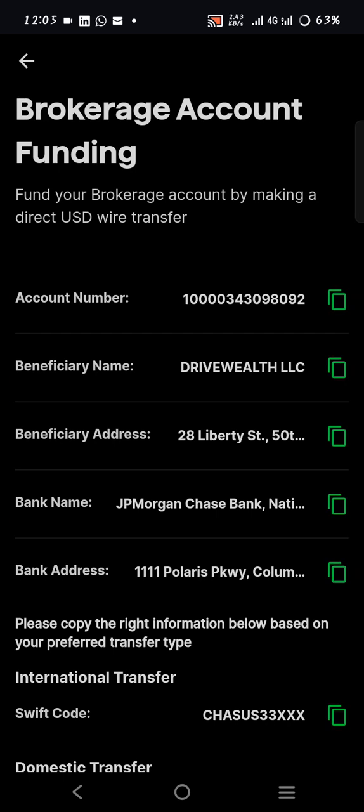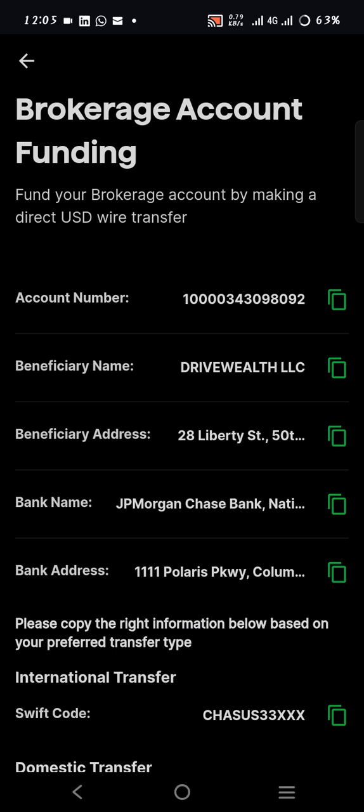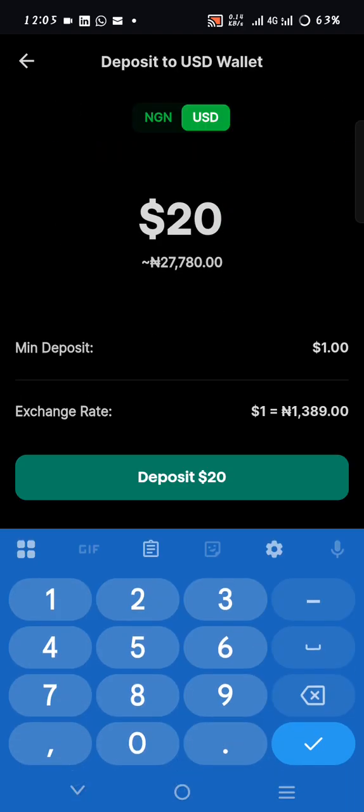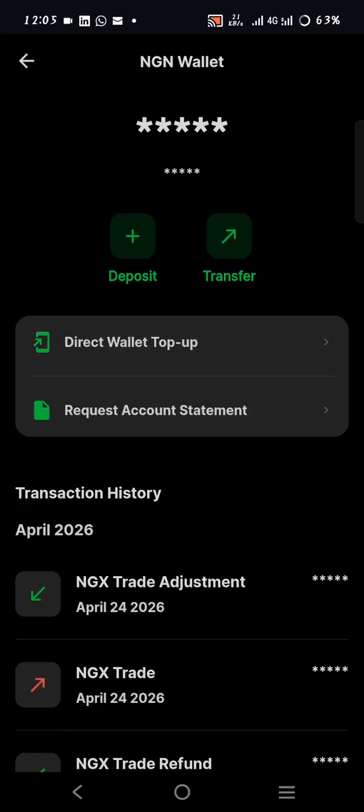You can see this one is also not usable for now because I've not activated my brokerage account, so I cannot use that. So let's go back and use our Nigeria account to fund our wallet. So we use our NGX to fund the wallet.